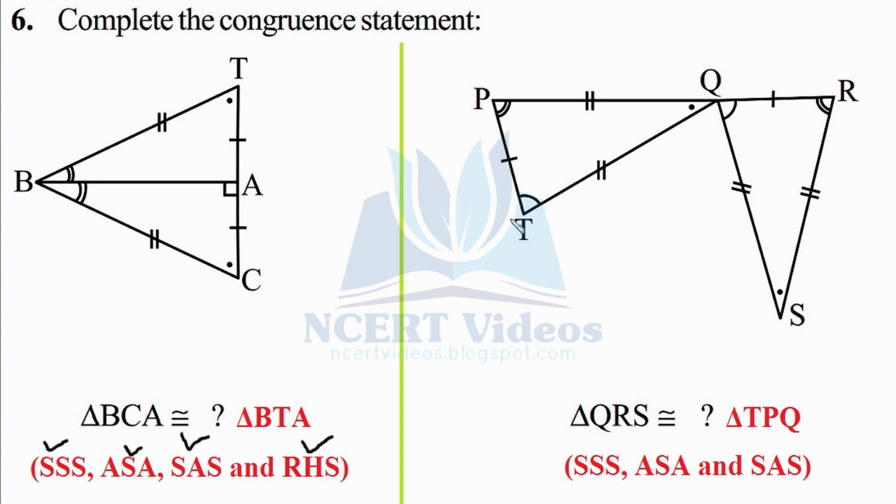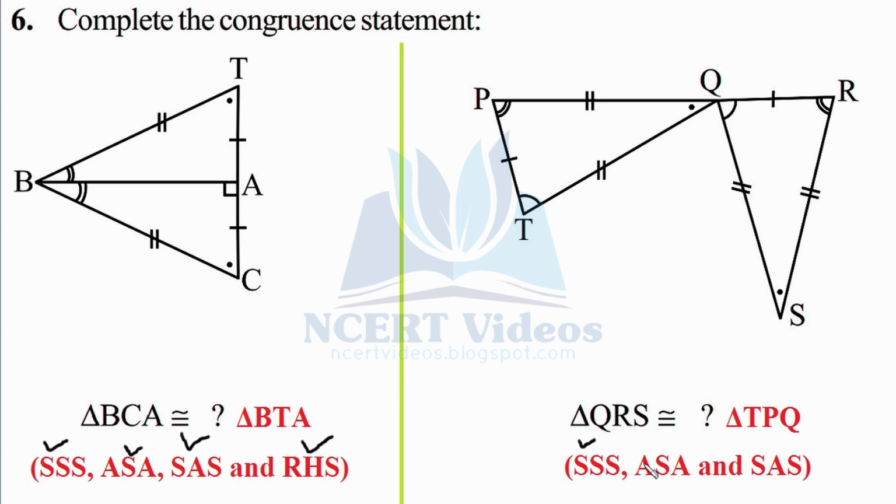So T, P, Q. What is first here? This is first here. That is Q. What is second here? R. And third S. So QRS. In this way, you will never be wrong. Therefore, you can conclude that triangle QRS is congruent to triangle TPQ using side criterion.